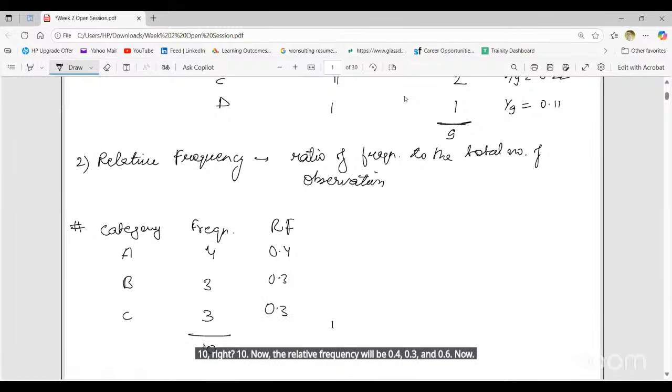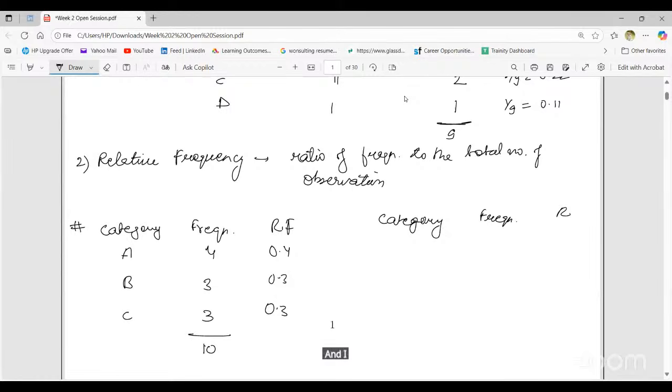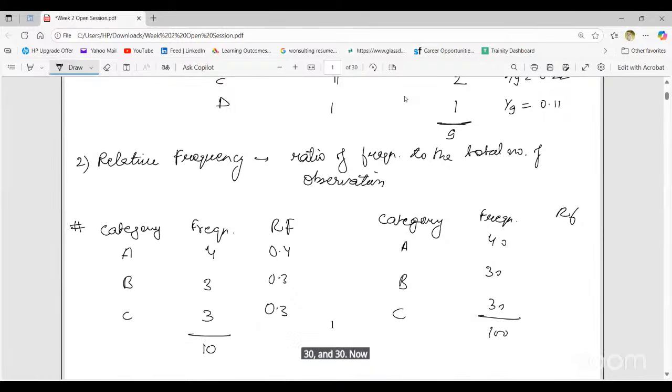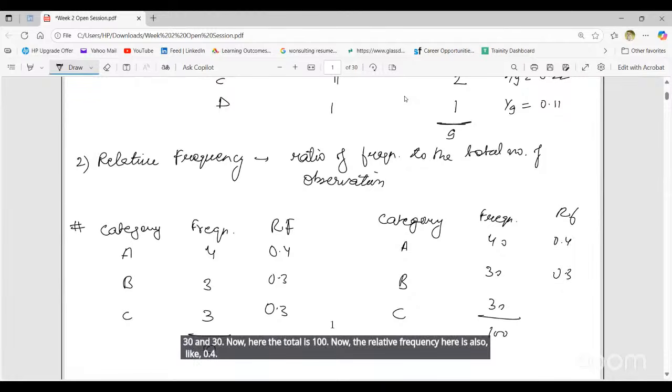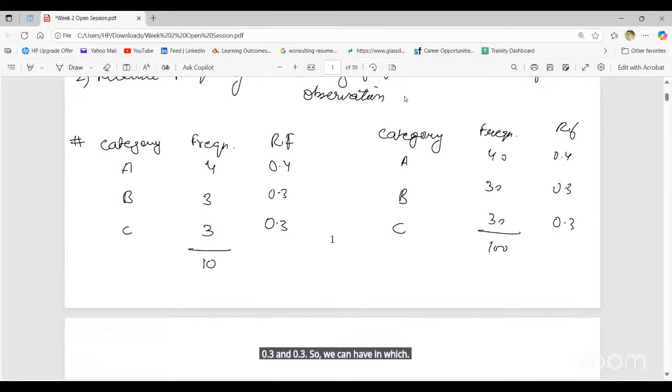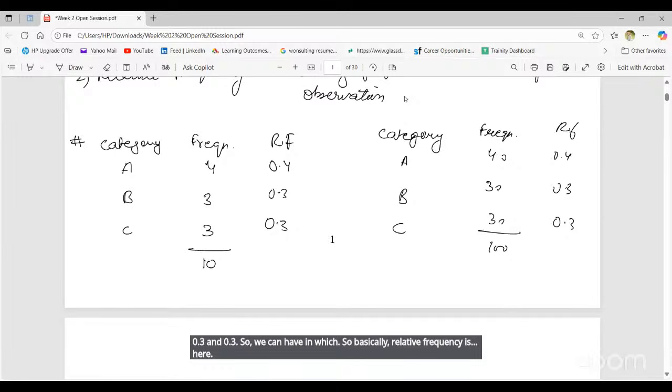Now, let's take another example in which I have the same categories. This is another table, with frequency and relative frequency. Similarly, A, B, C. Here the frequencies are 40, 30, and 30. The total is 100. The relative frequency here is also 0.4, 0.3, 0.3. So basically, relative frequency is used for comparing two data sets.